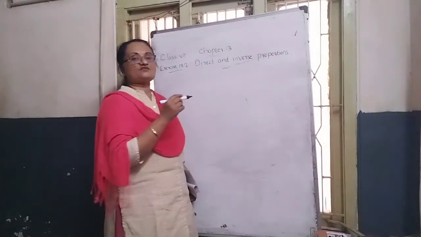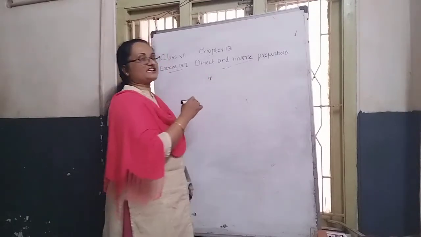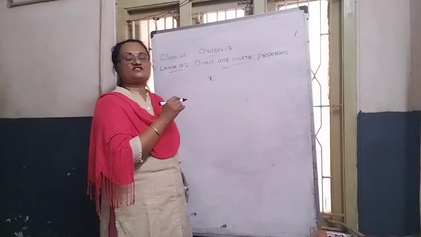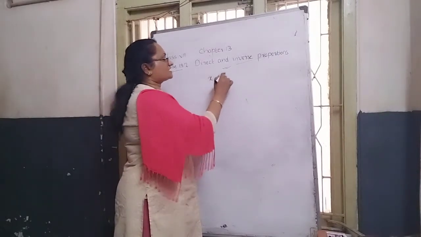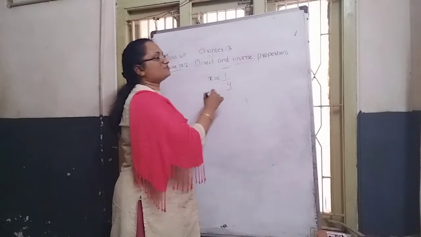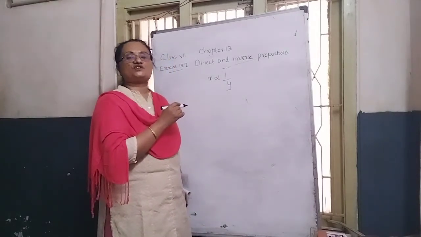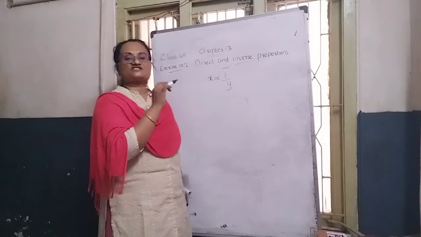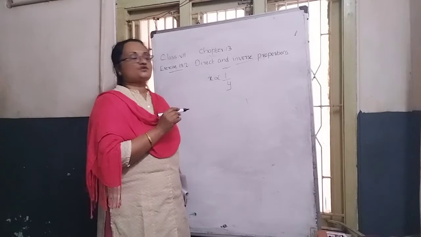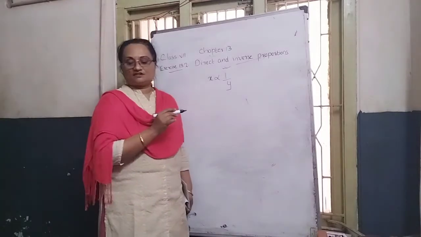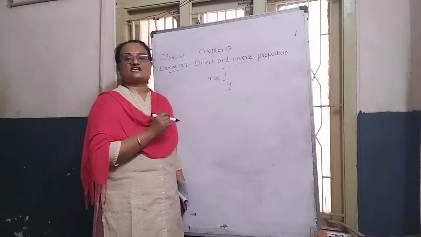Inverse proportion means two quantities are there. First quantity we can take as x, second quantity we can take as y. When the x quantity is increasing, the y quantity becomes decreasing, or when the y quantity is increasing, the x quantity becomes decreasing. That process we call an inverse proportion. For that, this symbol represents proportionality.